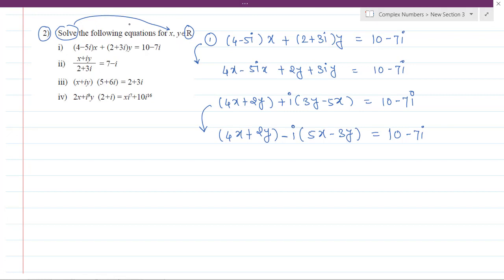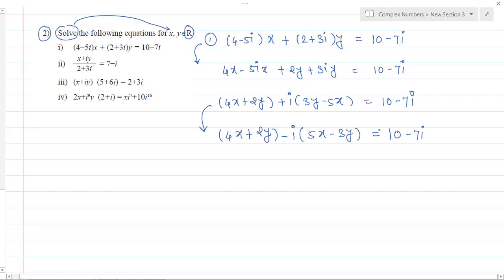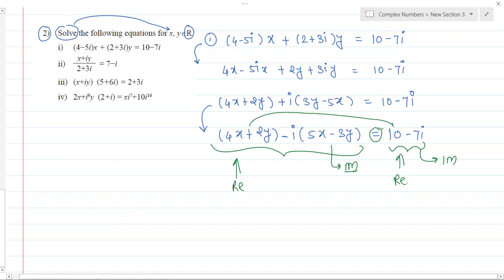Now tell me, because of this equal sign, this complex number and this complex number are both the same. Yes or no? Means what? The real part of this and the real part of that should be the same. The imaginary part of this and the imaginary part of that should be the same. Then only we say the two complex numbers are equal. Are you getting it? This means real part goes with real, imaginary part goes with imaginary. Yes or no?